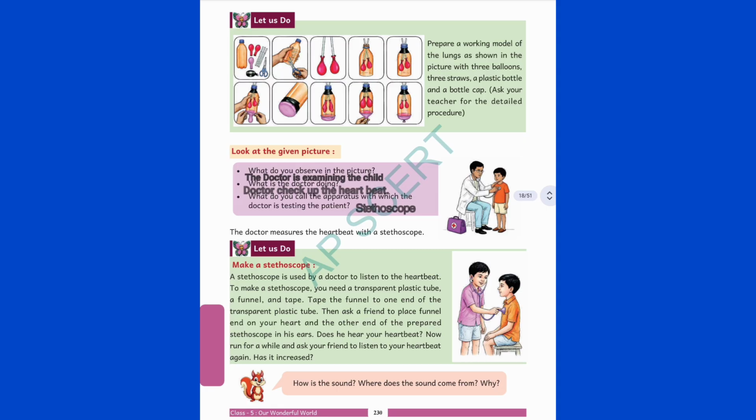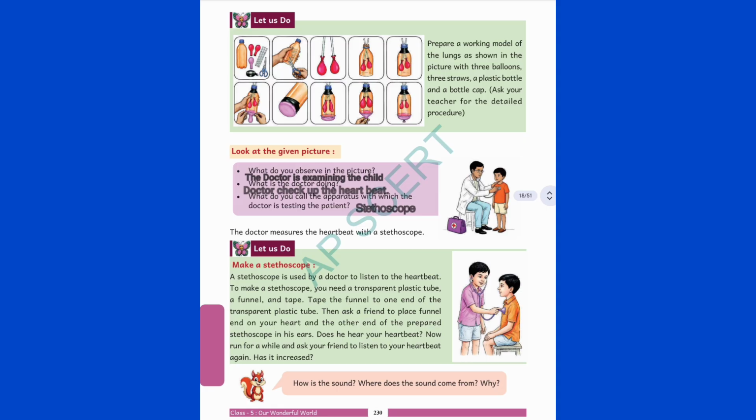Page number 230. Let us do. Prepare a working model of the lungs, as shown in the picture, with 3 balloons, 3 straws, a plastic bottle, and a bottle cap. Ask your teacher for the detailed procedure.